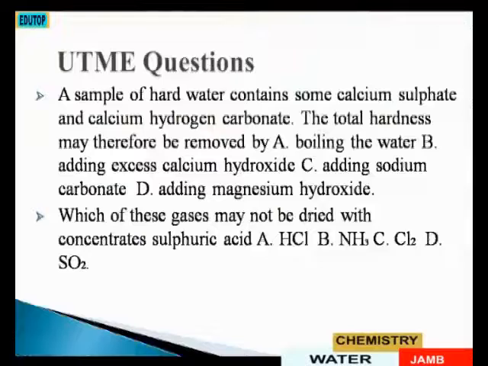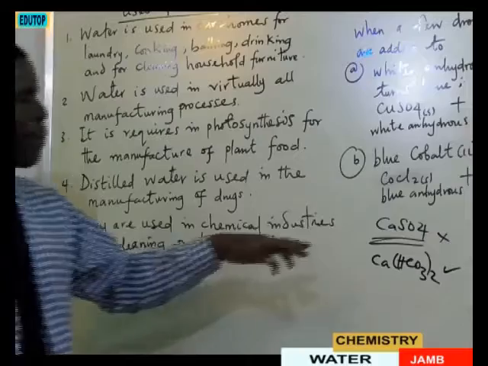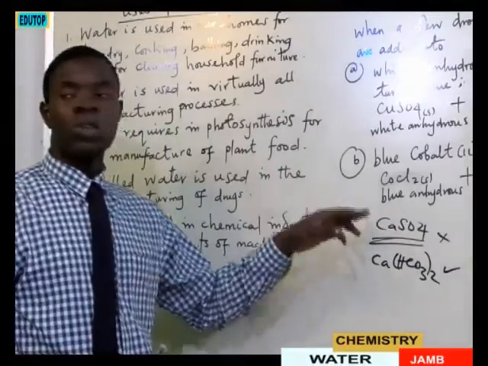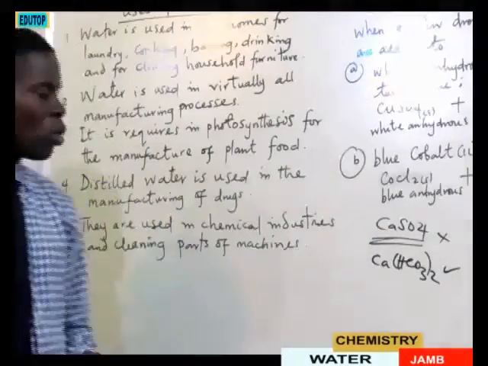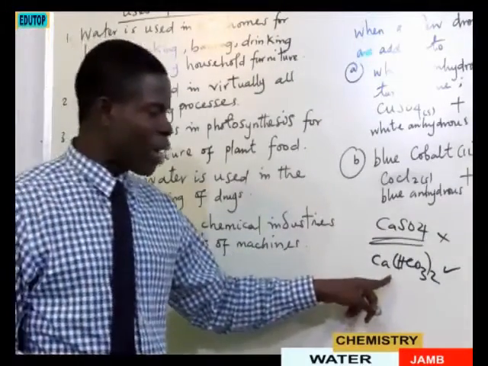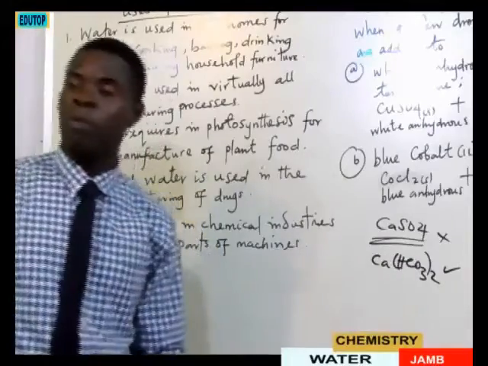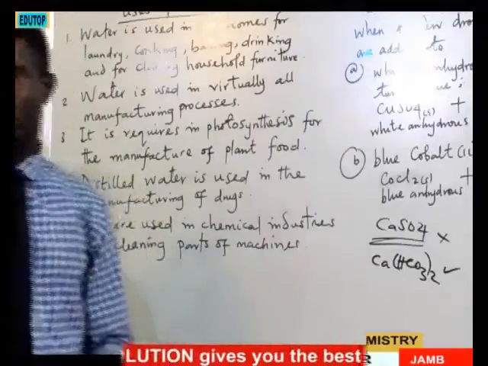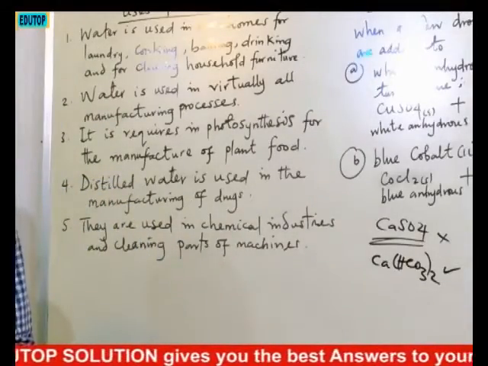Option B, adding excess calcium hydroxide. If you have excess calcium hydroxide, how can you remove permanent hardness? Permanent hardness can be removed either by using sodium hydroxide or sodium trioxocarbonate(IV). So also that cannot be suitable. That can only remove the temporary hardness as a result of calcium hydrogen trioxocarbonate(IV). So option B is not also suitable.